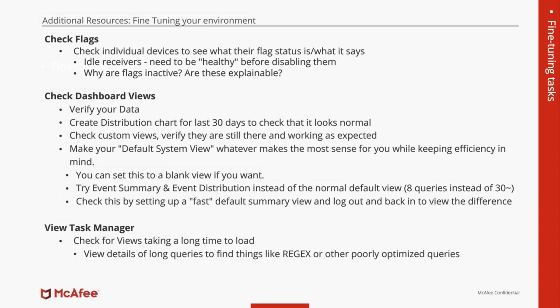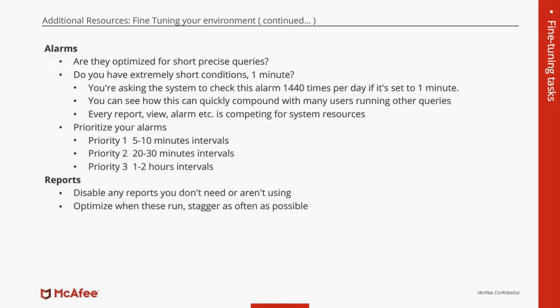Next, we want to look at our alarms. Are our alarms optimized for short, precise queries? Do we have extremely short conditions? Are we checking alarms every single minute? Do you have many alarms checking every single minute? You're basically asking the system to check that alarm 1,440 times a day if it's at the 1 minute interval. You can see how this will quickly compound with many users running other queries when you have a lot of alarms set up like this. Alarms are the top priority of the system, so if you do have a lot of alarms like this, they will hog a ton of resources.